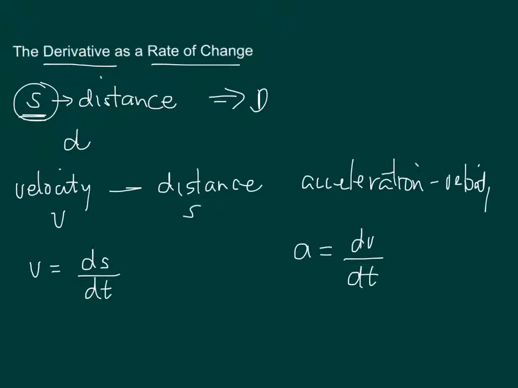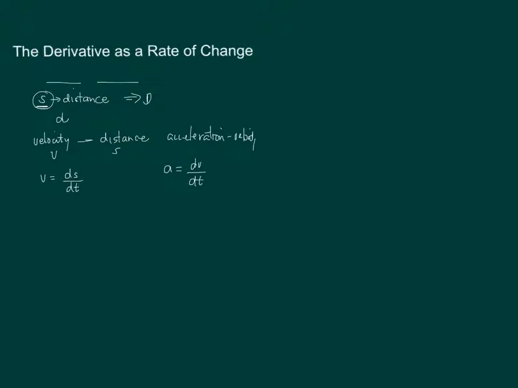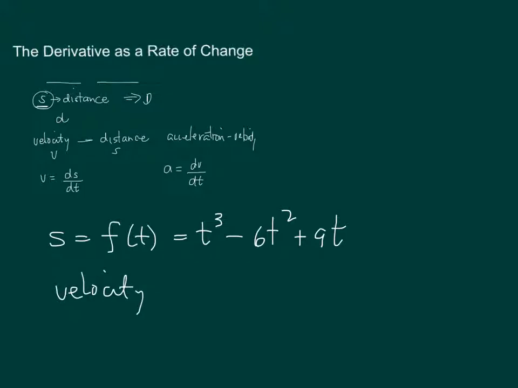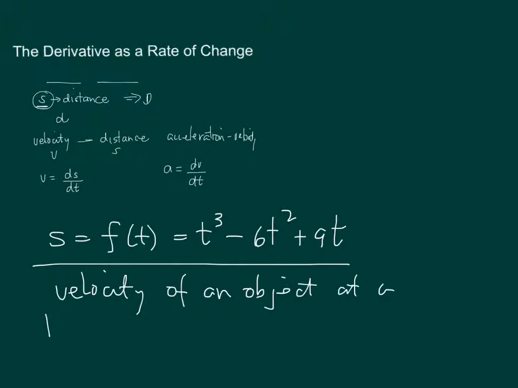So that means if given the situation that the distance function is given by, say, any function of time, say t cubed minus 6t squared plus 9t, if I want to find the velocity of a certain object given this distance equation at a particular time, then all I have to do is to find the derivative of the distance with respect to time.